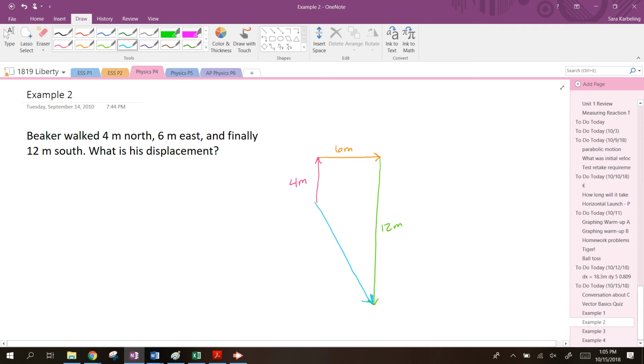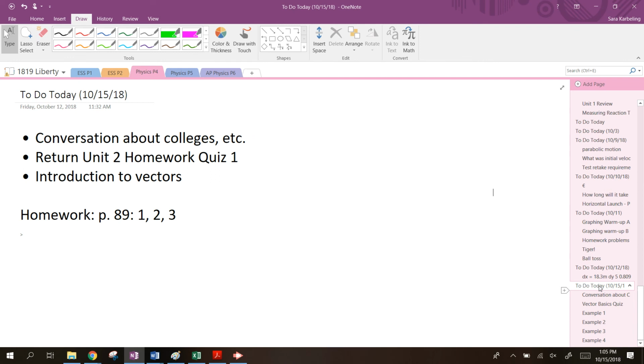So tomorrow we'll solve this problem. I want you to know that there is some homework for tonight. I want you to solve question 1, and I want you to draw pictures for questions 2 and 3. You don't know how to solve questions 2 and 3 on page 89, but you know how to draw the pictures. So solve question 1, draw pictures for 2 and 3.